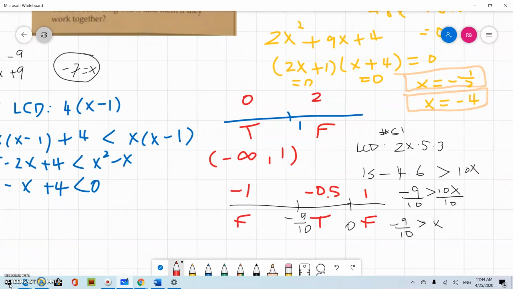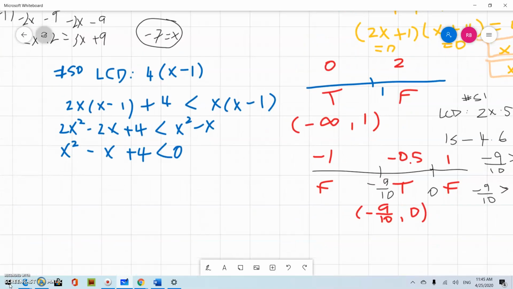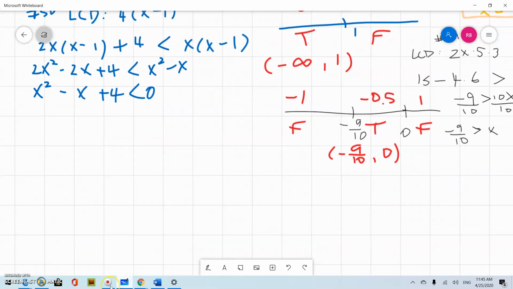So remember, my answer is, I know that it's a parenthesis, not a bracket, because my inequality was greater than, less than, not equal to. 52 is a work problem that we worked on. I'm going to write down the answer and the solution, but I won't have time to go over it in the video. So if you have a question, please email me, but I'll write the solution right here. Okay, right here. This.